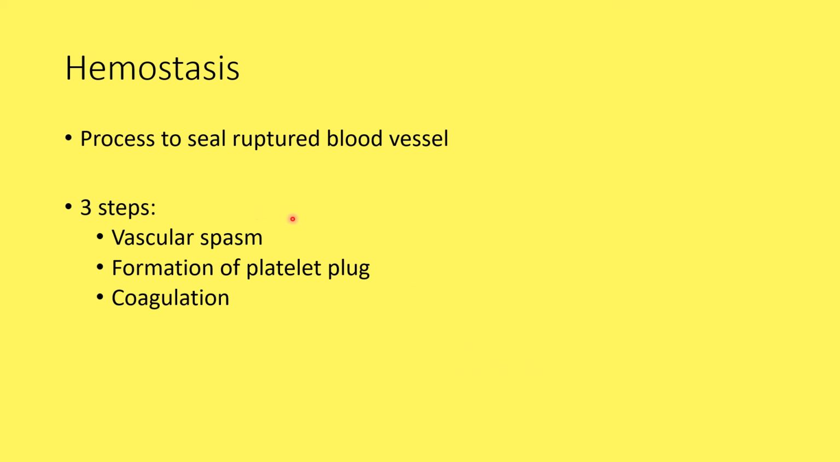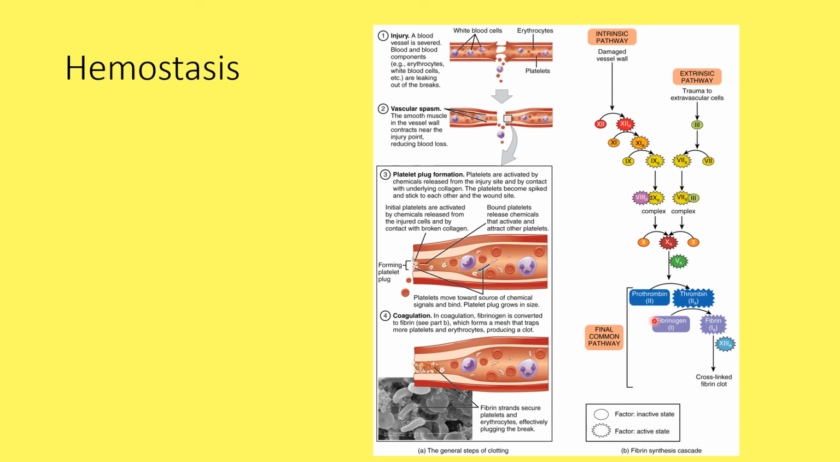There are three main steps. First is what we call vascular spasm, where the blood vessel itself starts to constrict. That decreases the blood flow through there to try to decrease the amount of blood loss from the injury site. Then you have the formation of the platelet plug, and then coagulation. And this is shown here. So you have that injury that has occurred. Like I said, with the vascular spasm, you're trying to prevent a massive amount of blood loss from here.